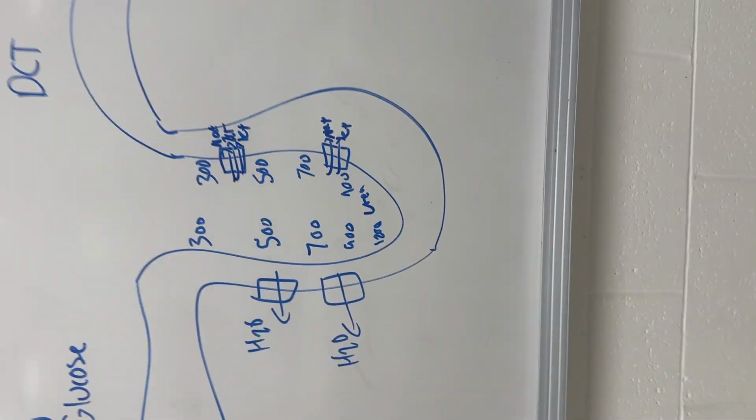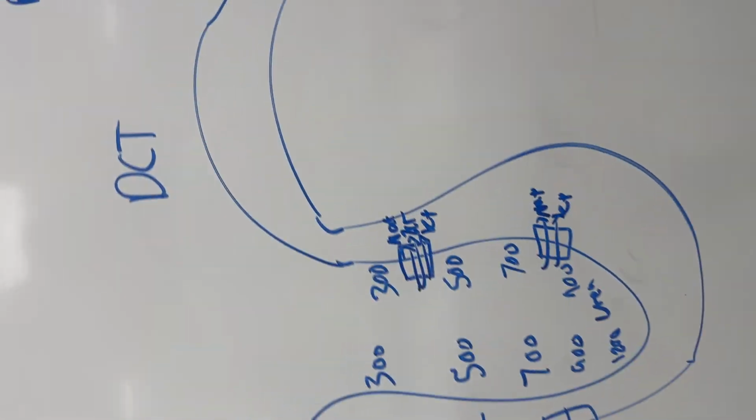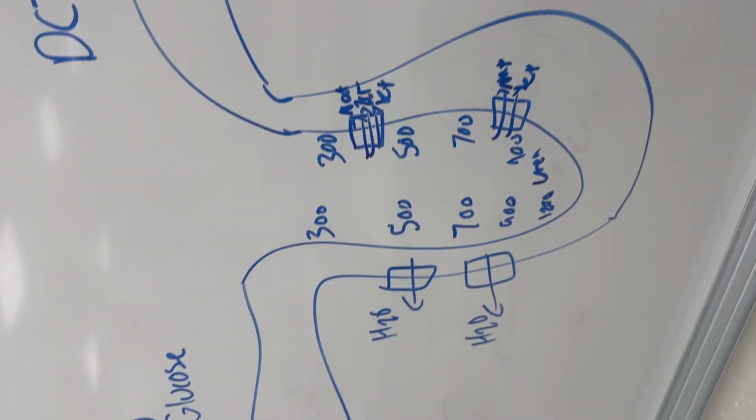Pretty bad. The countercurrent multiplier system. Goodness, it took me like 2 minutes to find. So right here in the loop of Henle, we have our countercurrent multiplier system.